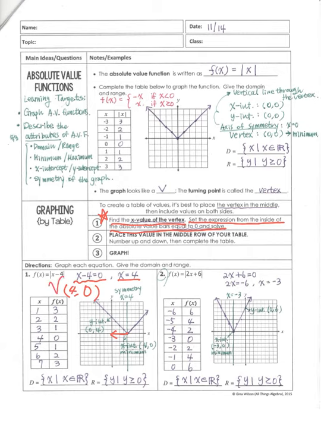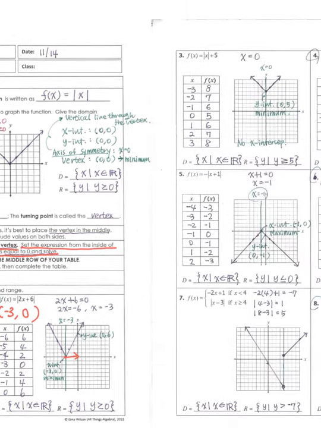Number 2, same thing, 2x plus 6 equals 0. We found x equals negative 3. What about the y value? It is 0. So that is the vertex. And let's see one more example so you can find a pattern.